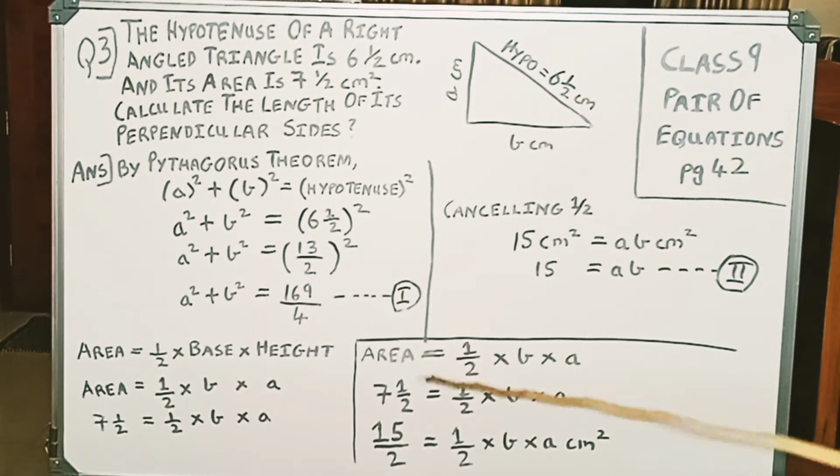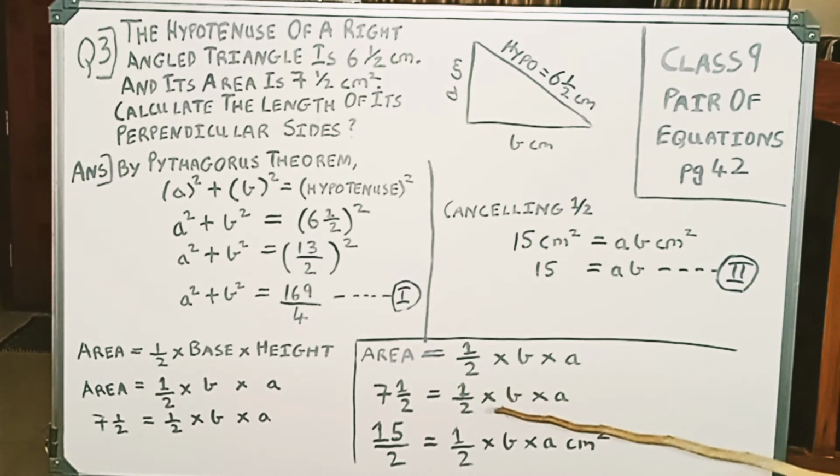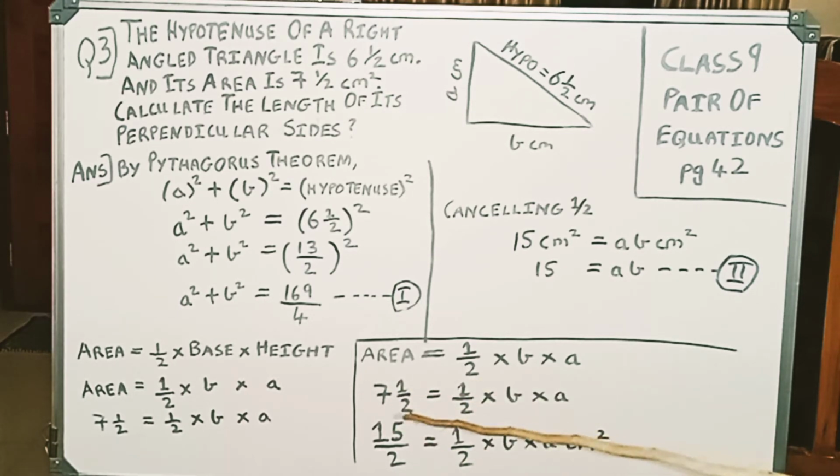So 7.5, instead of area we can write 7.5 centimeter square is equal to half into B into A. So 7.5 is a mixed fraction. When we convert it into a fraction, 7 twos are 14, and 14 plus 1 you will get 15. That is how we have got 15 divided by 2. We had seen in decimal fractions how mixed terms get converted into fractions. Okay, so 15 divided by 2 is equal to half, we have to bring it down, B into A.